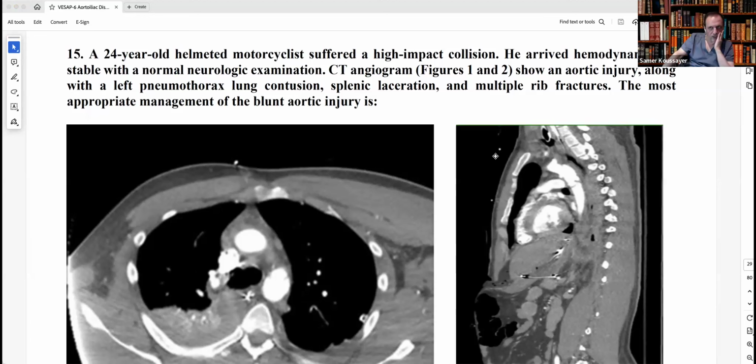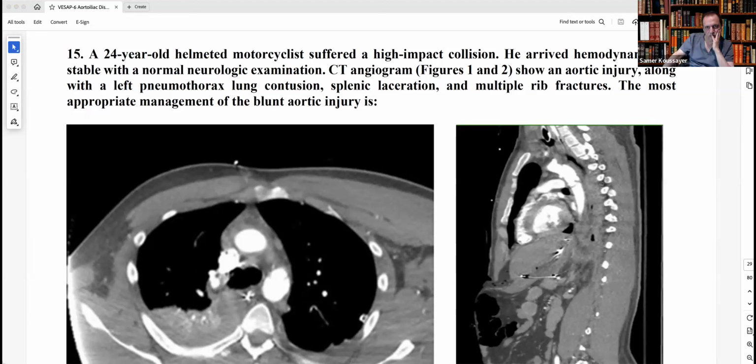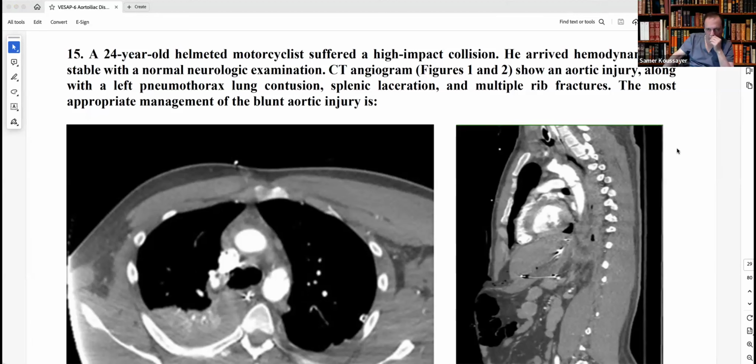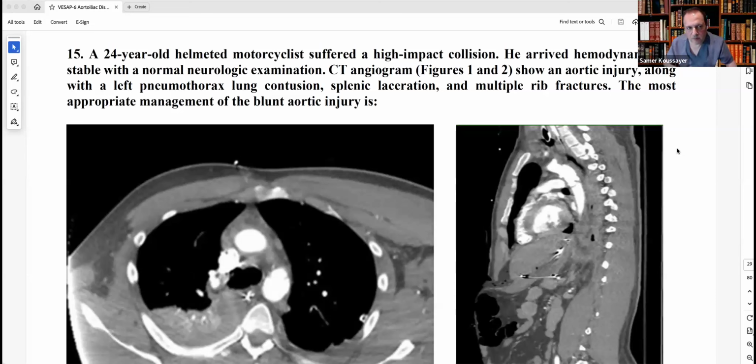Okay. What is number 1? Intimal tear. Correct. Number 2: dissection or intramural hematoma. Intramural hematoma. Yes. 3 is pseudoaneurysm, 4 is free rupture. Free rupture. Okay, so this is a 4, right?